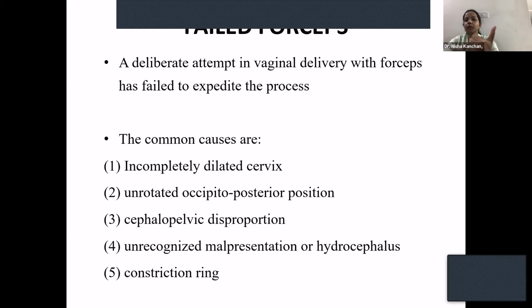Okay, so you feel that you're going to do a forceps delivery and you want to succeed in that forceps delivery, and when it fails, you don't give up and do a cesarean section. We call it a failed forceps. This usually ends up with the baby dying or the mother having severe traumatic PPH. Okay, so it's a deliberate attempt at vaginal delivery with forceps.